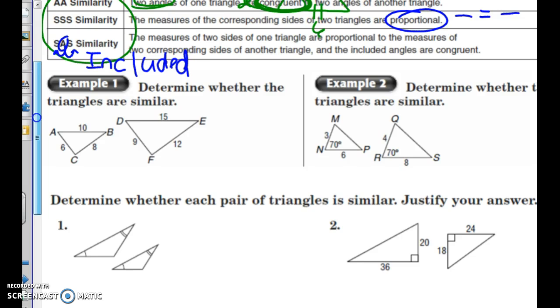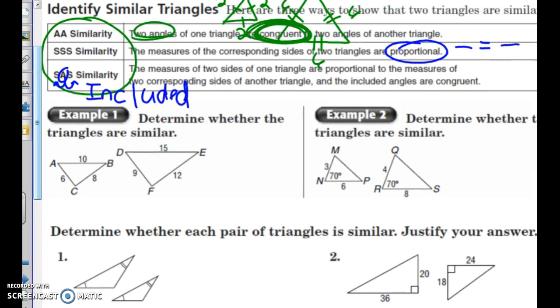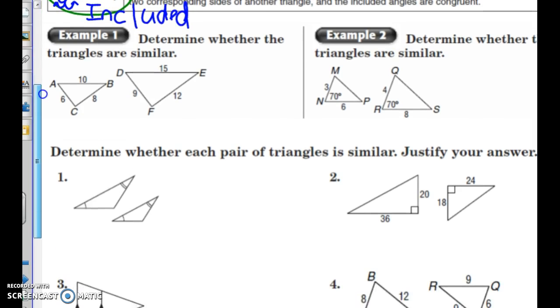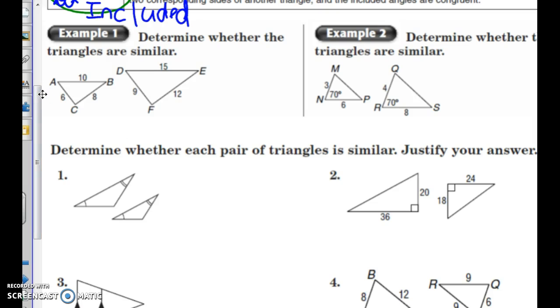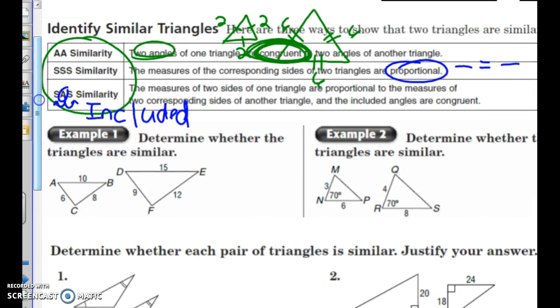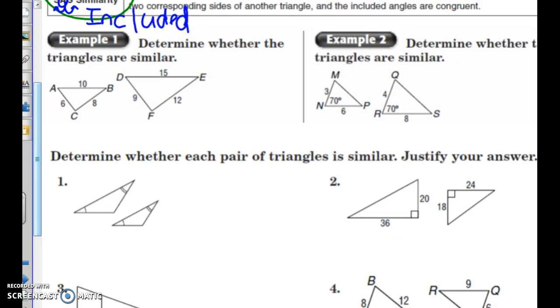Okay, very good. Here's what I want you to do. You have these 3 right here. I want you to look at example 1 and example 2 and tell me which shortcut you think you would use and how you can prove it to me. I'm going to give you just a couple of seconds to look at that and try. If you were going to guess for example 1, which one would you use? Did they give you any angles? No. So if you think it's side, before you can answer it, remember that for side, they have to be proportional. So you have to set them up and make sure that they reduce.